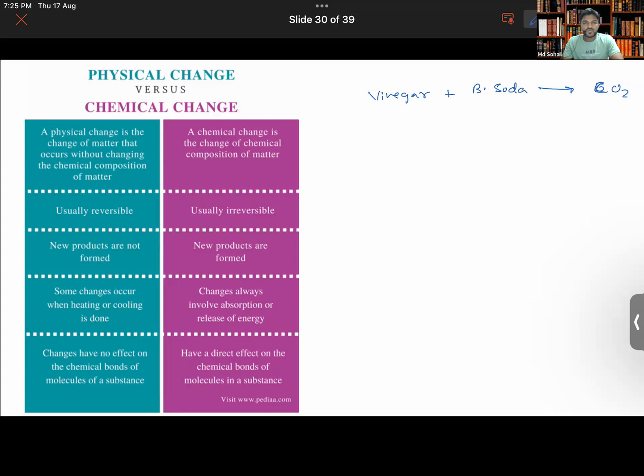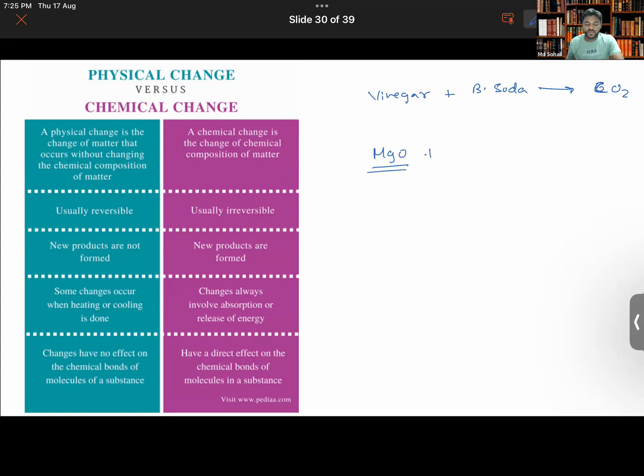Next question: name at least one of the chemical changes that takes place when magnesium ribbon is burnt, and name the new substance that is formed. Magnesium oxide. Magnesium plus oxygen is equal to magnesium oxide, right? Very good.